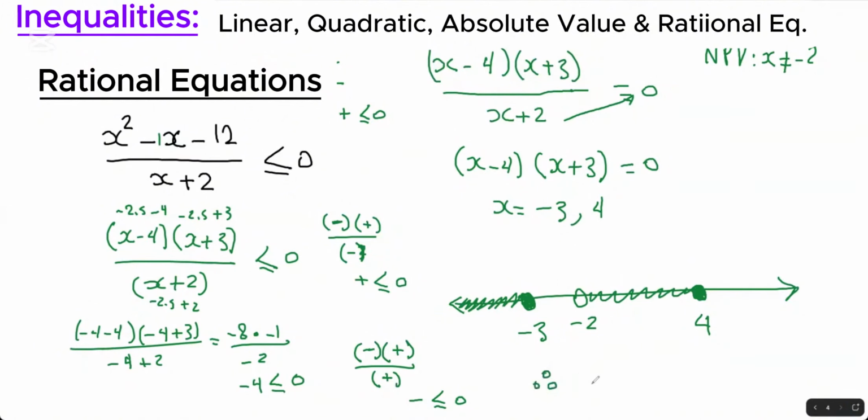Now, my solution is x is less than or equal to -3, or x is in between -2 and 4. Make sure you don't put an equal sign on the -2 because it's an open circle. And that is how you deal with those different types of functions when it comes to inequalities. Thanks for watching. See you next time.